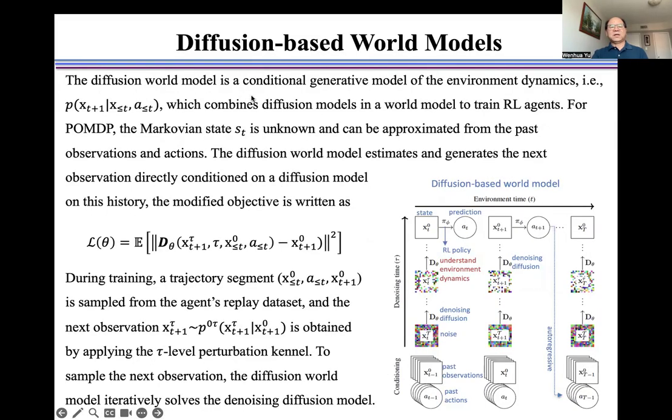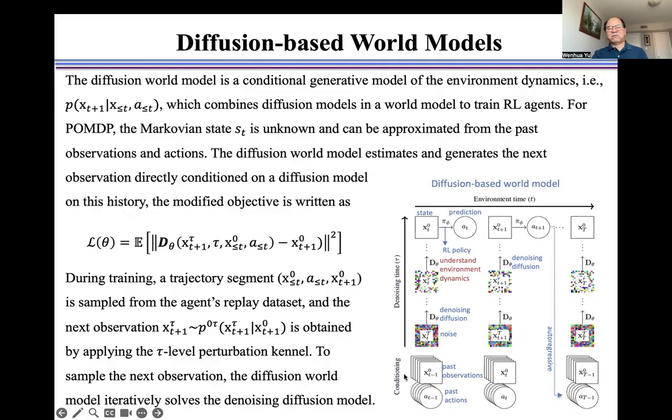The diffusion world model is a conditional generative model of the environment dynamics, which combines diffusion models in a world model to train reinforcement learning agents. For a POMDP, the Markovian state s_t is unknown and can be approximated from the past observations and actions. The diffusion world model estimates and generates the next observation directly, conditioning the diffusion model on this history. The modified objective is written as here and explained in this figure.